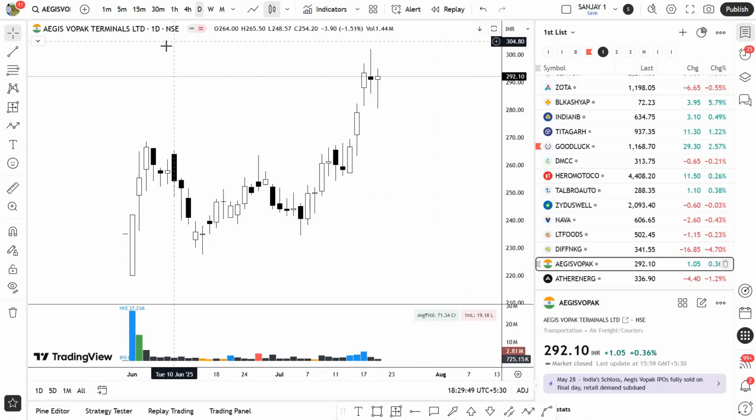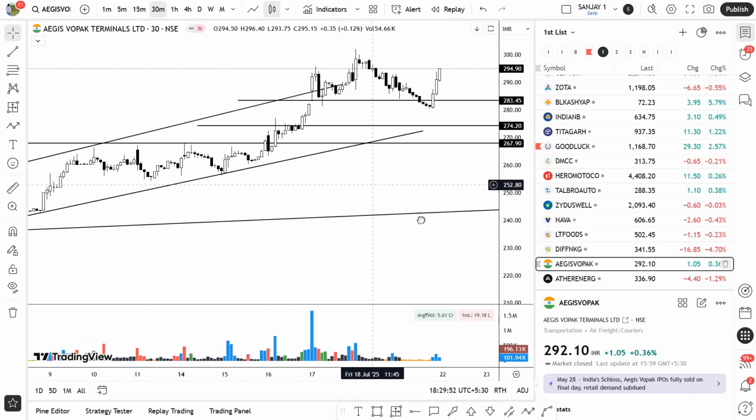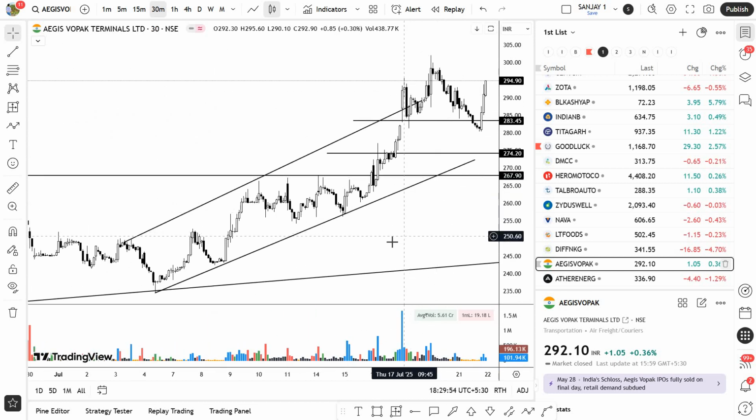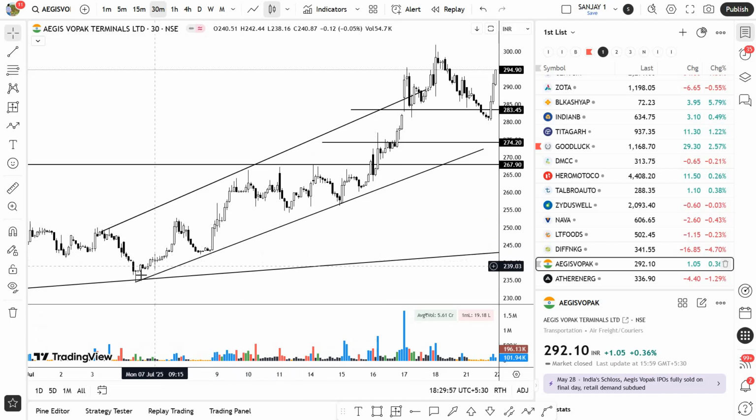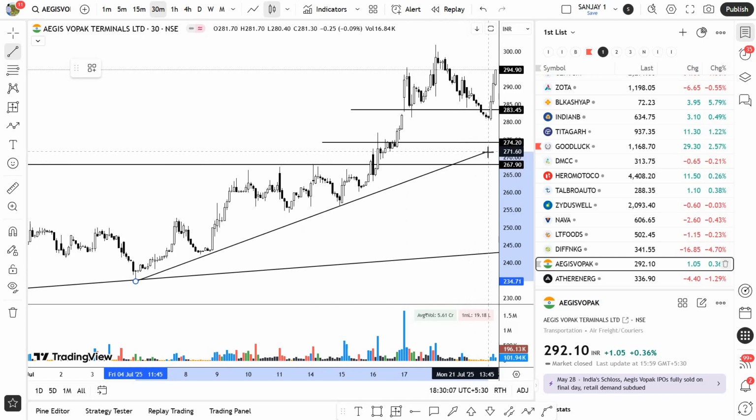Even in edge trades, let's jump to a lower time frame. What happened here? We have seen this channel. Okay, let me draw it once again in front of you. So this is a trend line which is connecting these two initial swing lows.